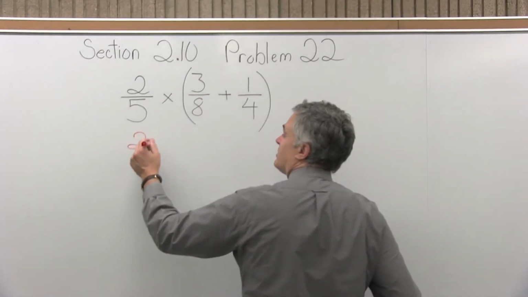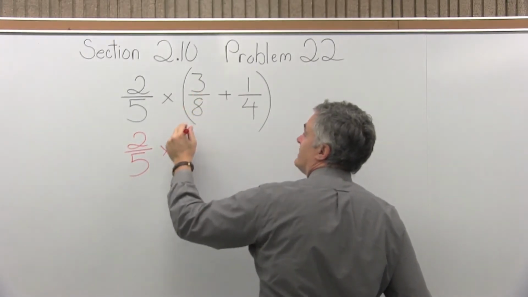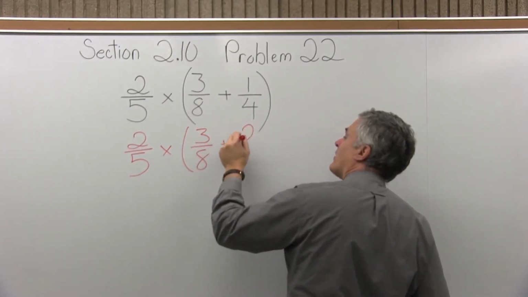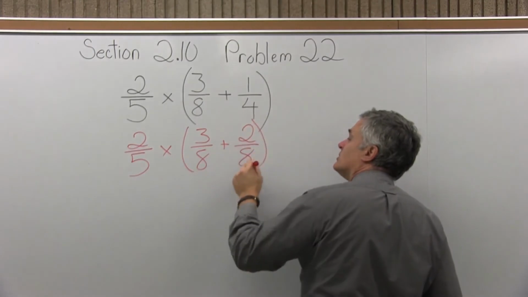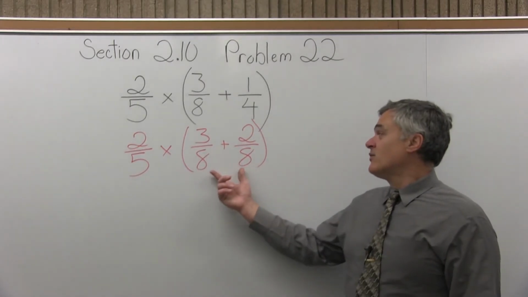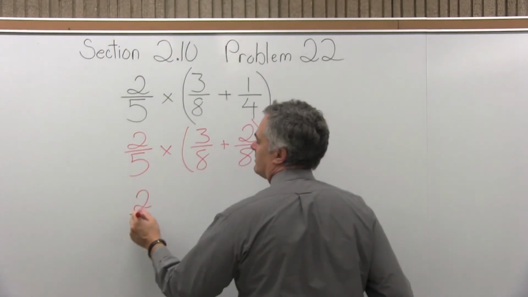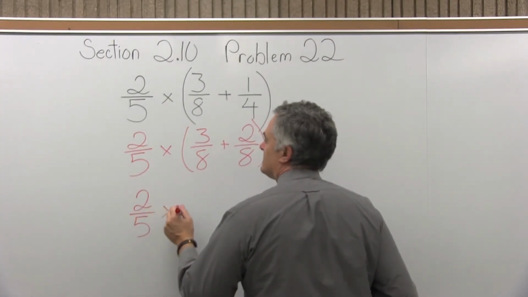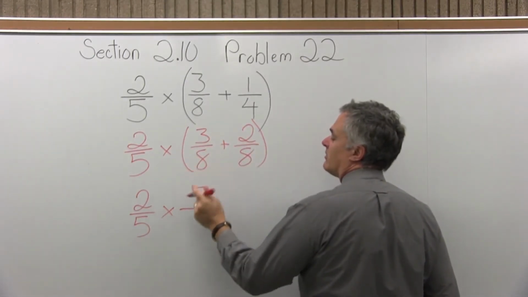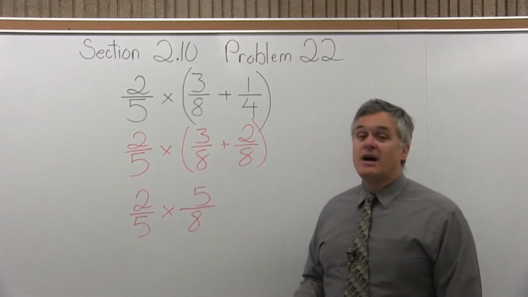So for the next step in the problem, I will leave the 2/5 out in front for a couple of steps. And now in the parentheses, I'll leave the 3/8 the way it is, but I'll rewrite the 1/4 as 2/8, because 2/8 is equivalent to 1/4. It will reduce back down to 1/4. But in the form of 2/8, I have a common denominator now. So now my problem becomes 2/5 times, and now I combine the numerators. 3 plus 2 is 5, and I keep the common denominator of 8. So now the problem has become 2/5 times 5/8.